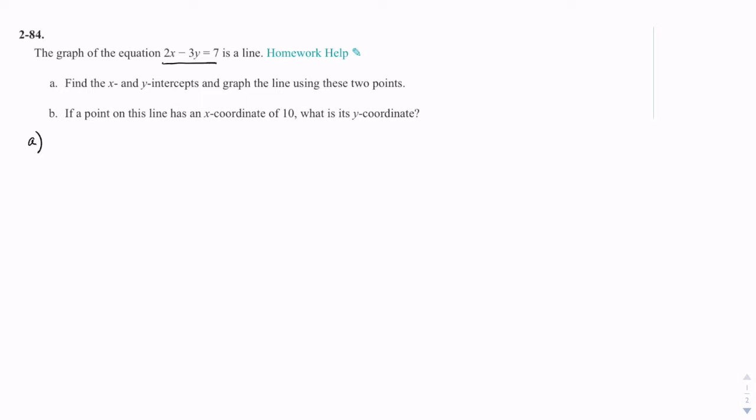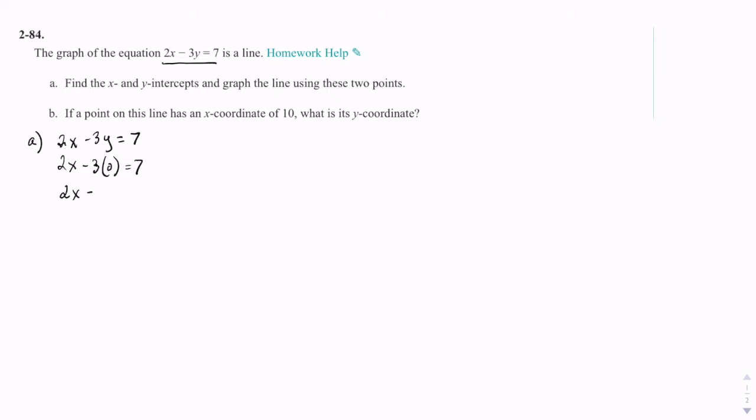The x-intercept is when y is 0, and the y-intercept is when x is 0. So to find the x-intercept, we substitute 0 in for y. So I'll do that first. So my equation is 2x minus 3y equals 7. To find the x-intercept, I will substitute in a 0 for y, and I'll solve.